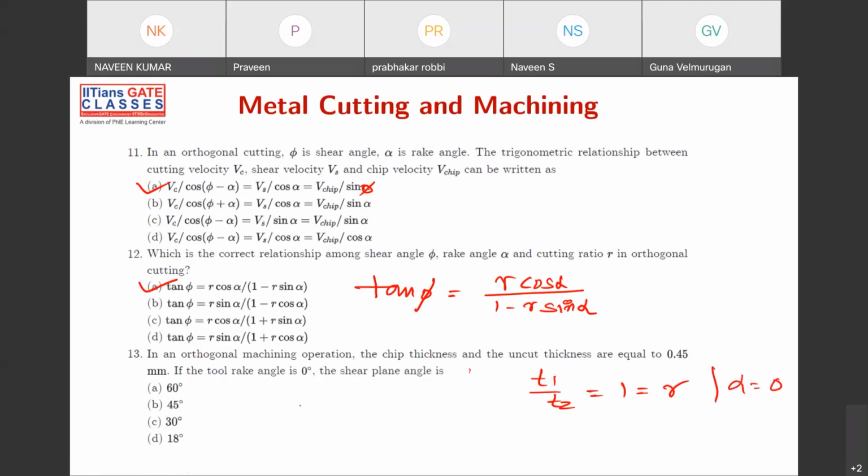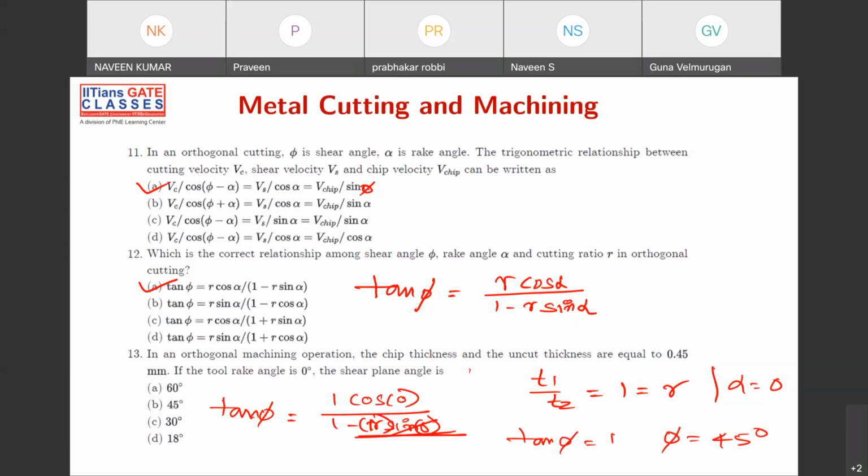And then they're asking phi. So what is that? Tan phi is equal to R, which is 1, into cos 0 by 1 minus R sine 0. R means 1 only, right? Sine 0 is 0, divided by 1. Cos 0 is 1. So tan phi is how much? 1. Tan phi is 1. What is phi? 45 degrees, right? This is the question. This kind of questions only will be asked in exam. Come on.